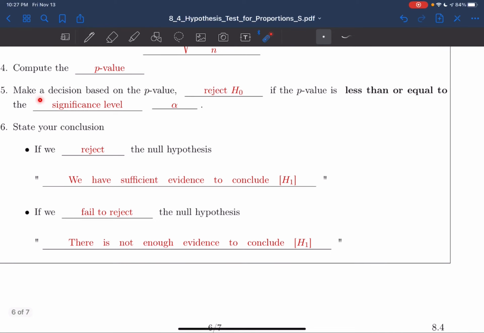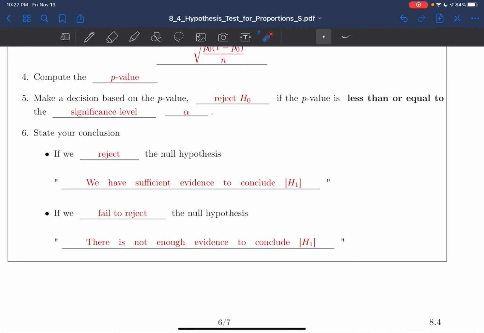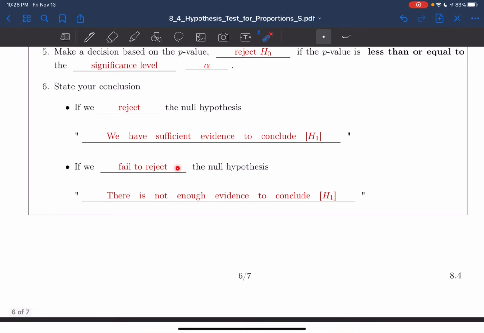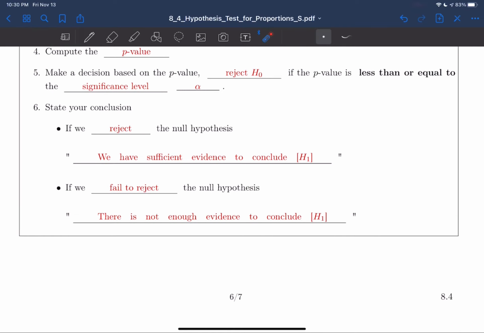Then next we want to make a decision based on the p-value. So we want to reject our null hypothesis if our p-value is less than or equal to the significance level alpha. Then we want to state our conclusion, and this is probably, again, the most important part. If we reject the null hypothesis, then we could say something like, we have sufficient evidence to conclude, and then state your alternative hypothesis. If we fail to reject the null hypothesis, then we could say something like, there is not enough evidence to conclude, and then we state our alternative hypothesis. So let's do an example.